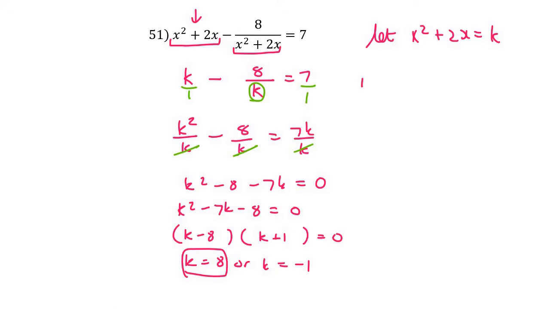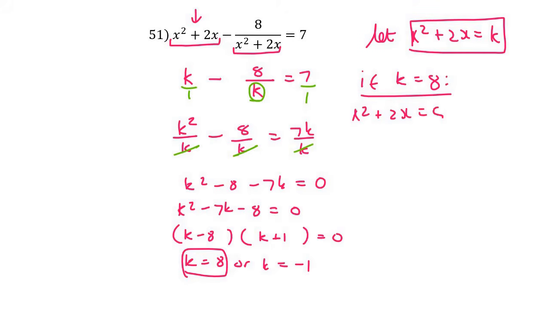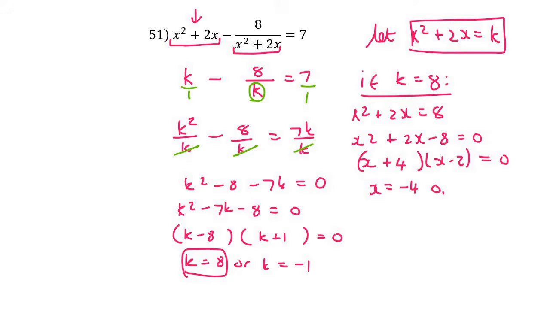So we can say here, if k equals 8, then we use this, and we will say x squared plus 2x equals 8. Now we solve for x, so x squared plus 2x minus 8, and this can be factorized as x plus 4 and x minus 2. And so if you had to solve that, you'd get x is equal to minus 4 or x equals 2. Now we can use the other k answer.